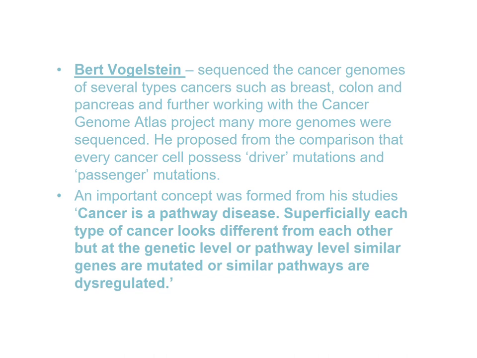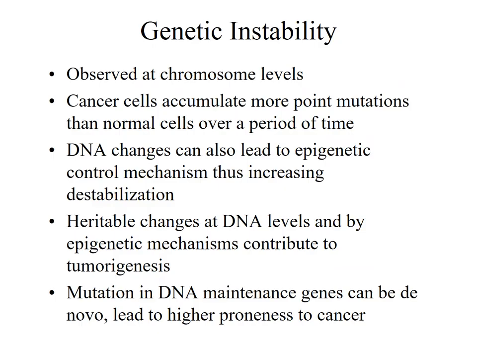So the important observation was that cancer is a pathway disease. Superficially, each type of cancer looks different from each other, but at the genetic level or pathway level, similar genes are mutated or similar pathways are dysregulated. This is very important information, which can be used for diagnosis, prognosis, as well as identifying therapy targets. So now we can summarize that yes, genetics of cancer tells us that there is genetic instability at the cellular level.